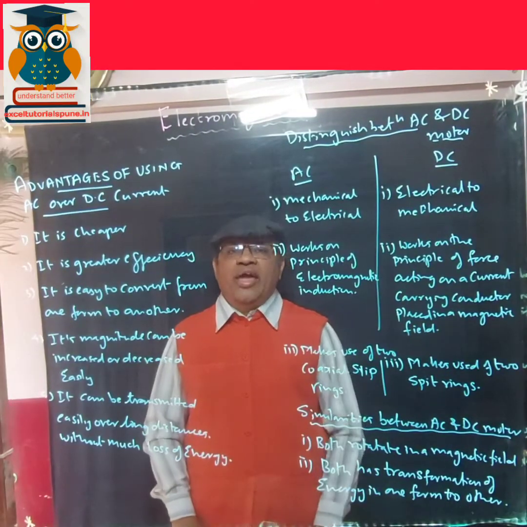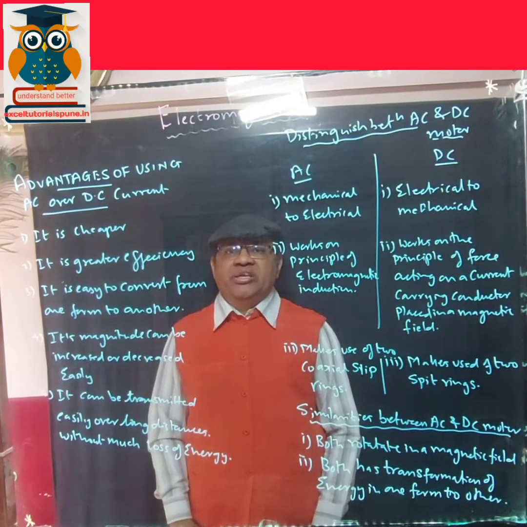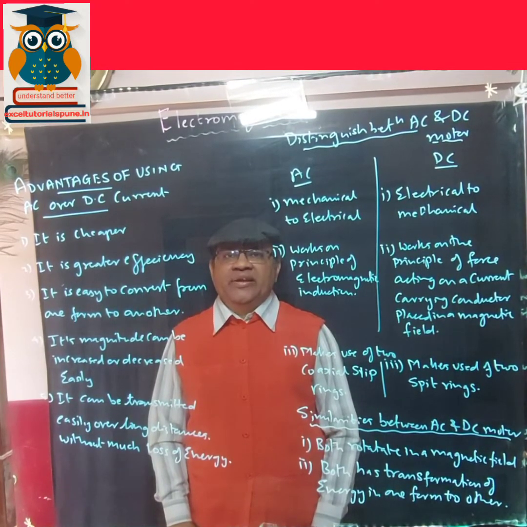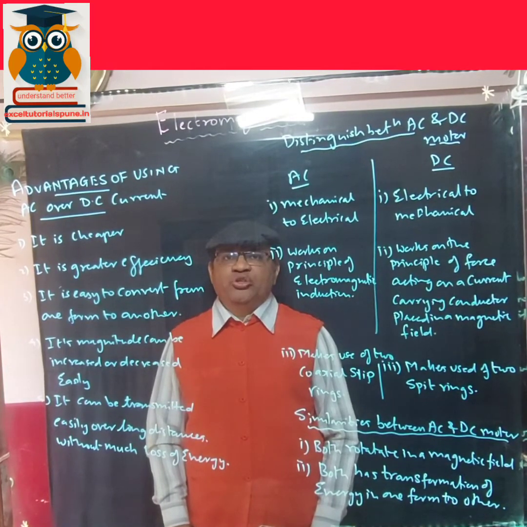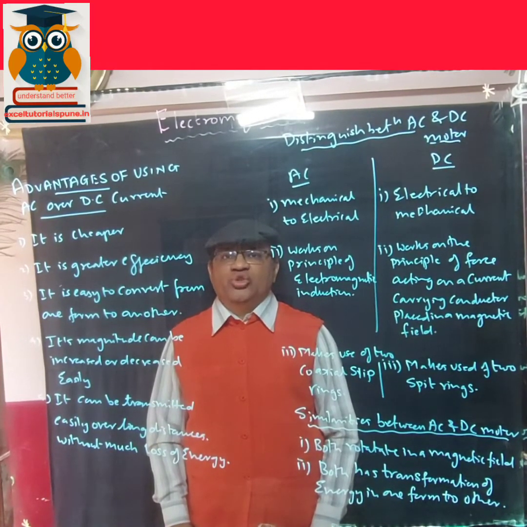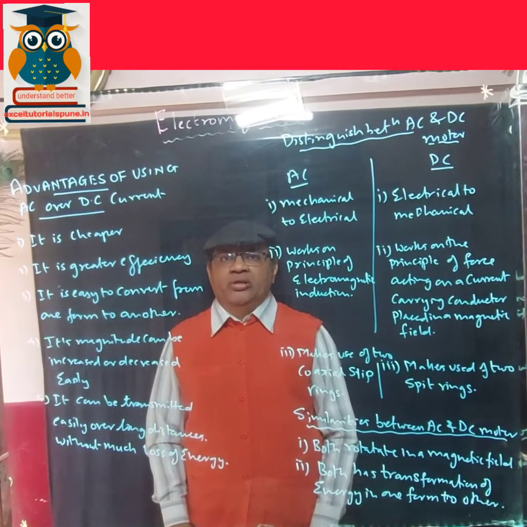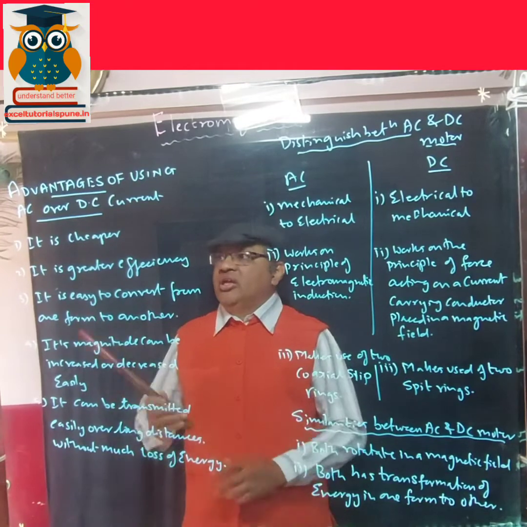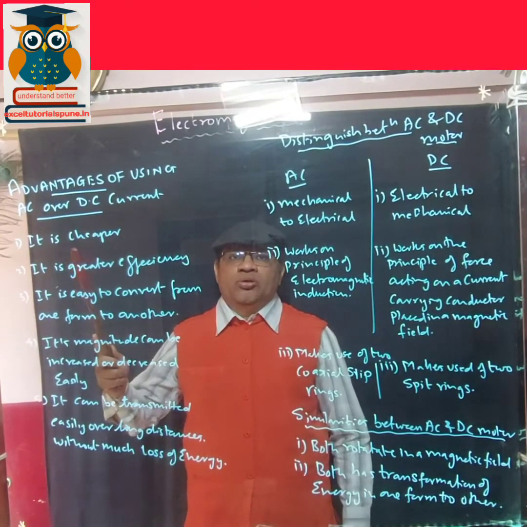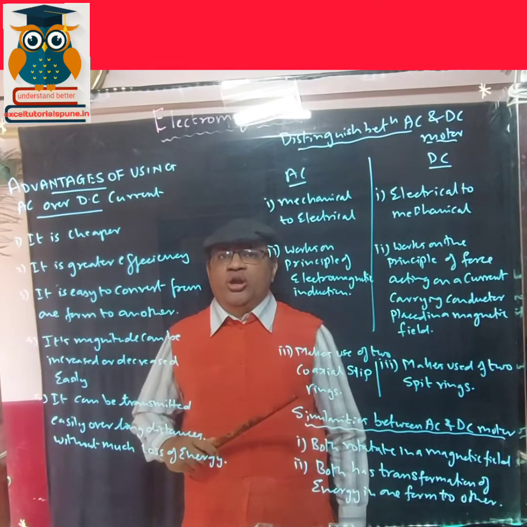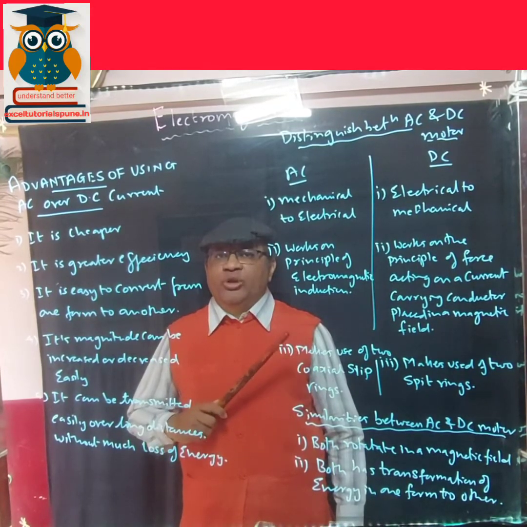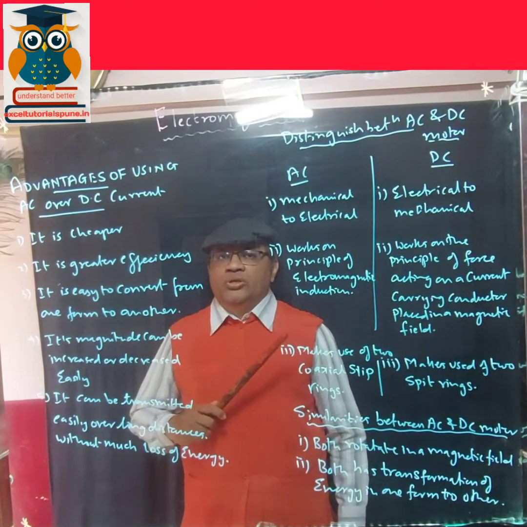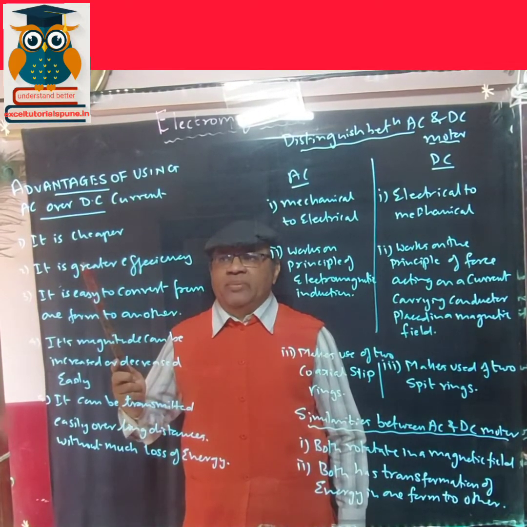Now we study the advantages of AC over DC current. We make use of AC current. We don't make use of DC current at home. DC current is only for short time. Whenever AC current is not there, we make use of an inverter. So what are the advantages of AC current over DC current? AC current is cheaper. For getting an inverter, you have to spend a lot of money, and of course for maintenance also you need a lot of money for a generator at home. So AC current is much cheaper comparatively.